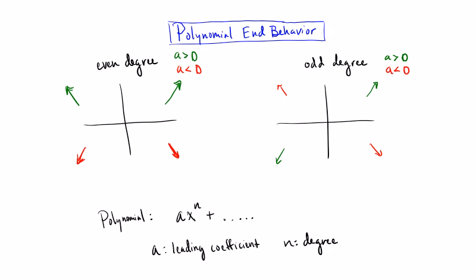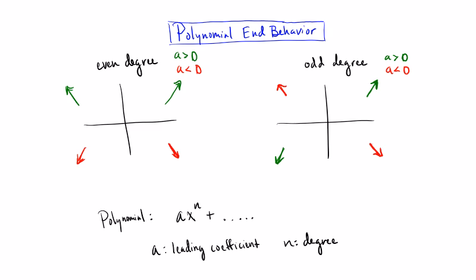If it's an odd degree, if n is odd, then the sides alternate. If you have a positive leading coefficient, it's going to go up on the right and down on the left. And if you have a negative leading coefficient, if a is less than 0, it's going to go down on the right and up on the left.